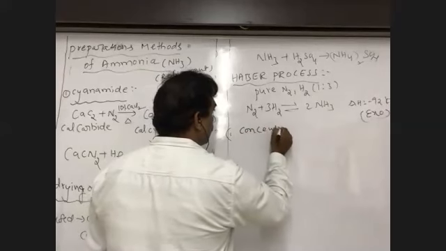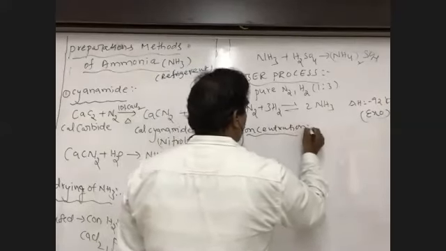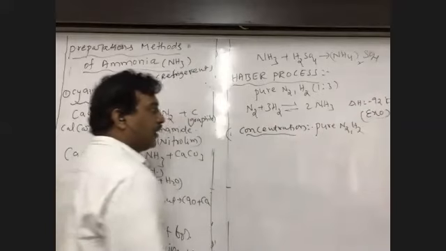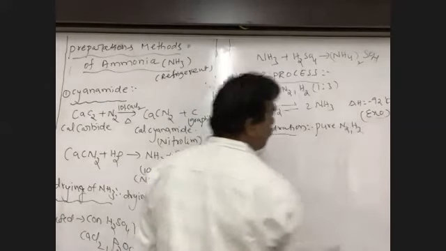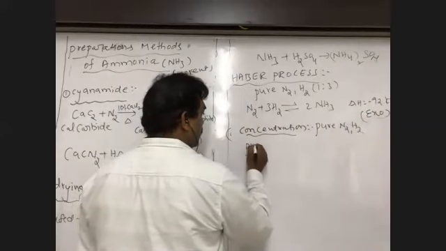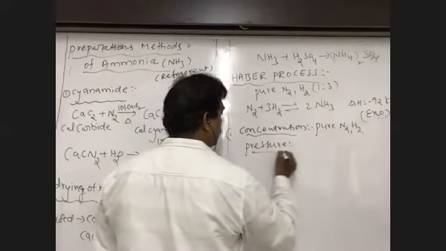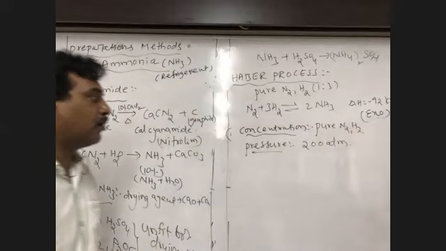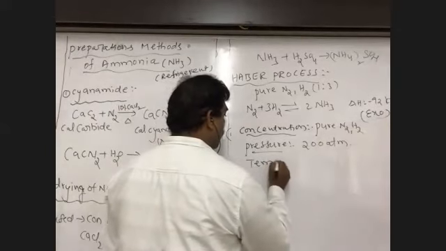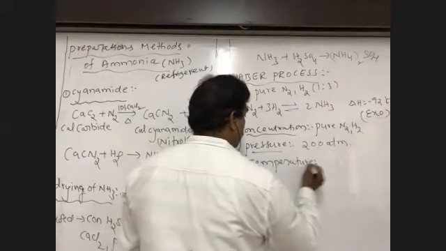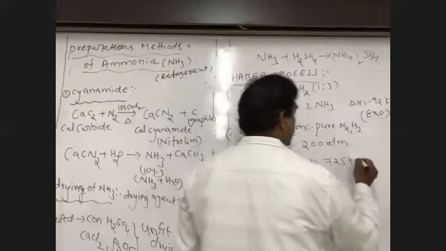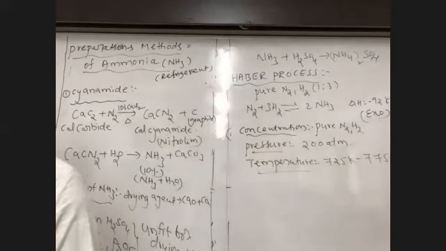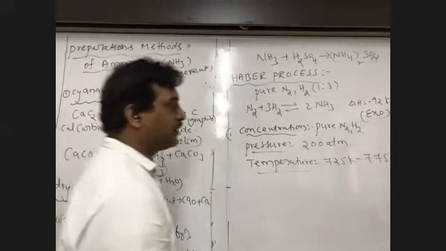Now, regarding the concentration of reactants, in this process we have to use pure N2 and H2 for preparation of ammonia. The pressure we have to apply in this process is 200 atmosphere. The temperature generally used is 725 Kelvin to 775 Kelvin.